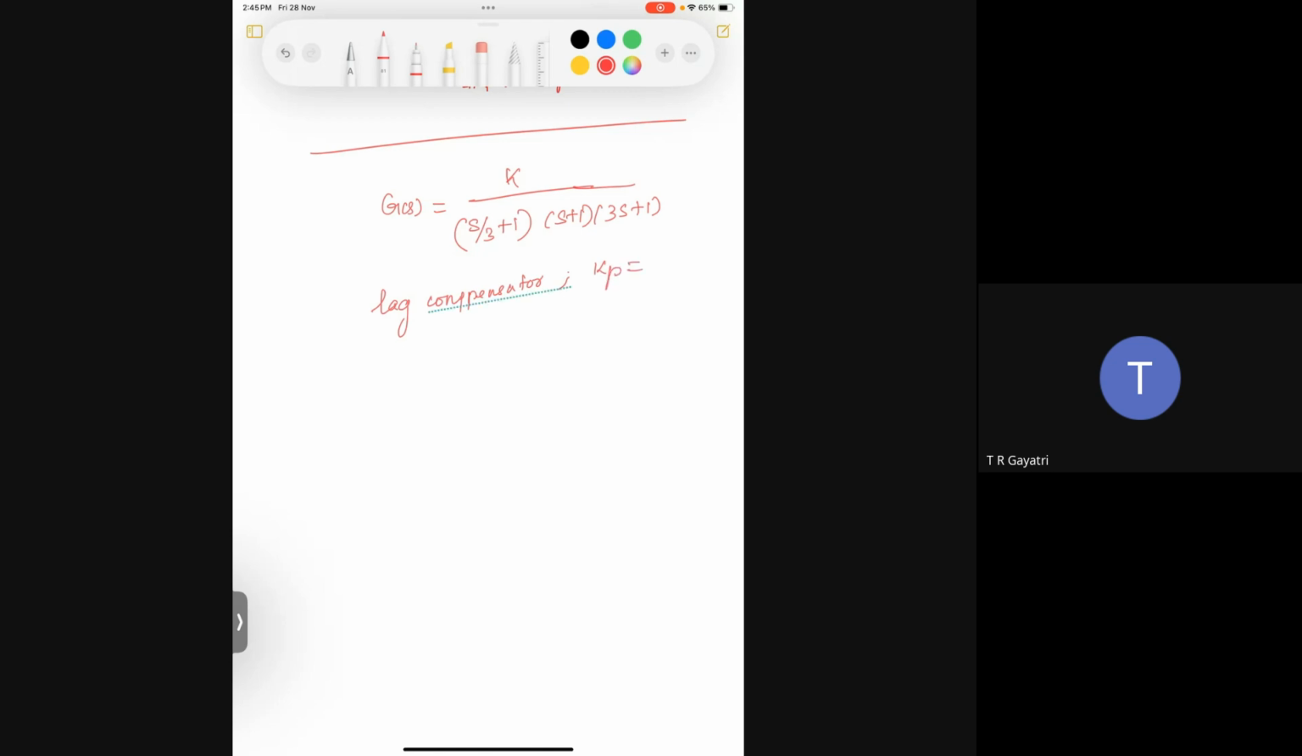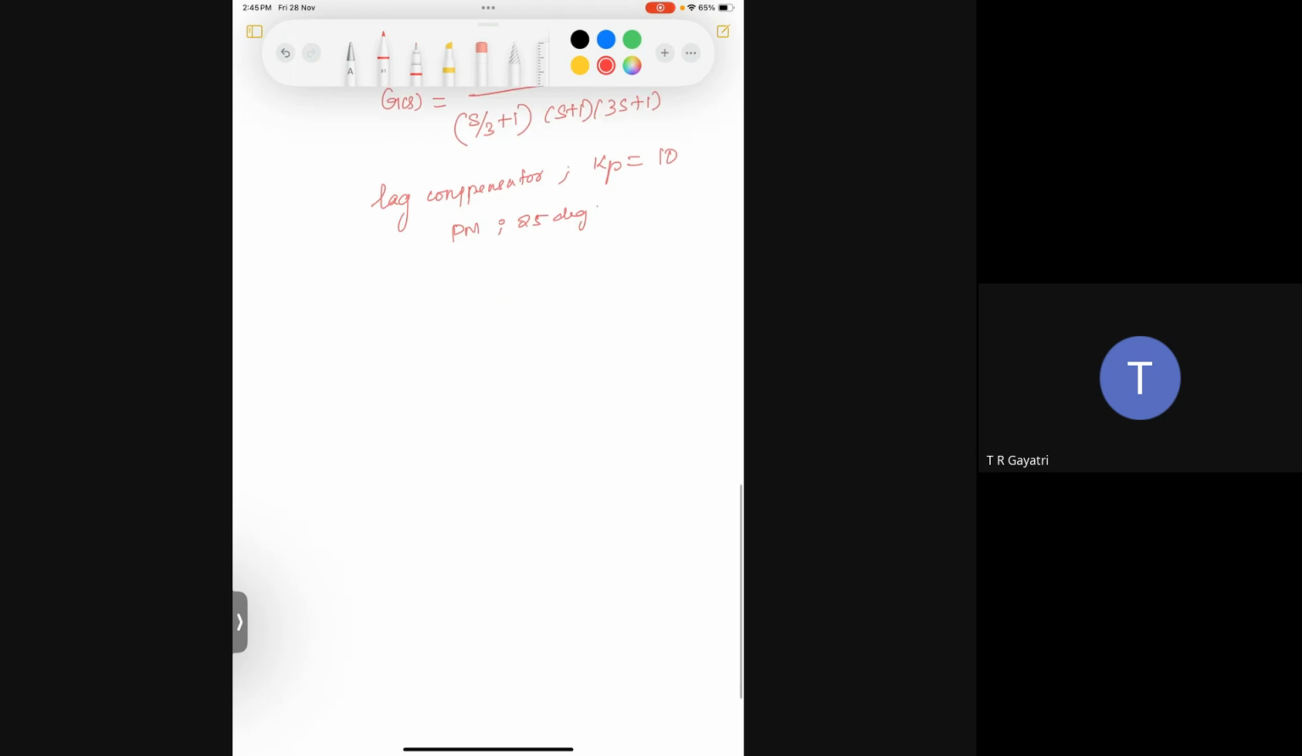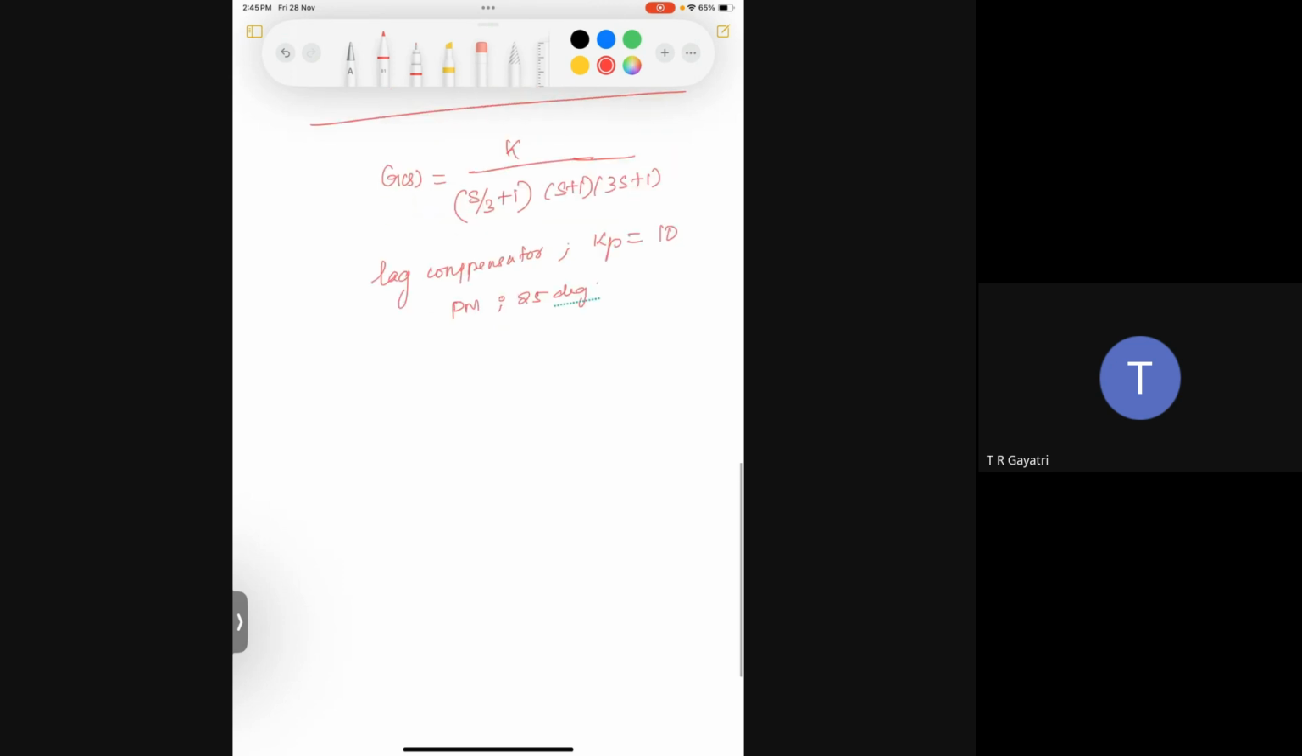So far we have done everything using velocity error constant. Now we choose position error constant, Kp should be equal to 10, and phase margin is at least 25 degrees. Keeping this in mind, the first question is what is the value of K that meets this steady state? This is for your practice.